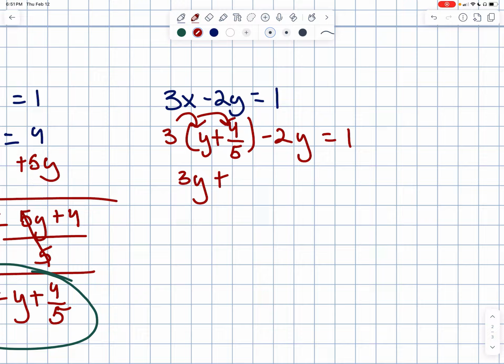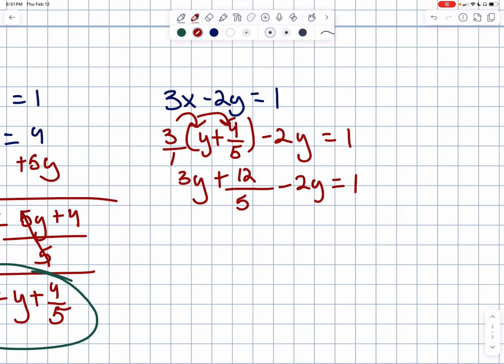3 can go into 5 only one time, but we're left with a remainder, so we can't do that. So the way we're going to do that is we're just going to put a 1 underneath it, because 3 over 1 equals 3. And then we're just going to multiply straight across. So it's 3 times 4, 12, and then 1 times 5, 5. So we're left with 3y plus 12 over 5 minus 2y equals 1.